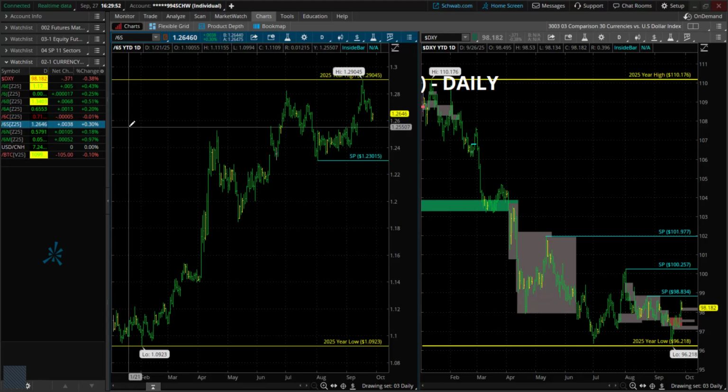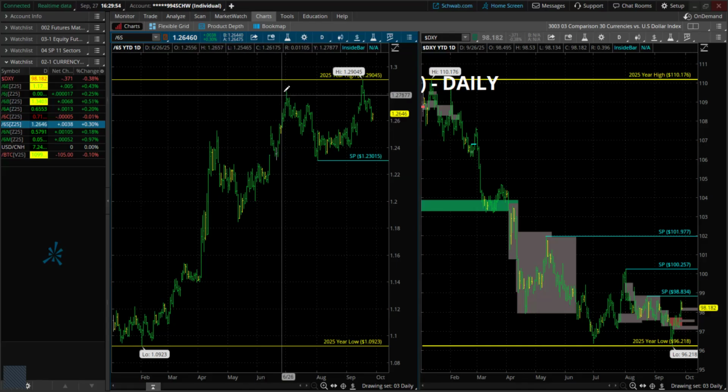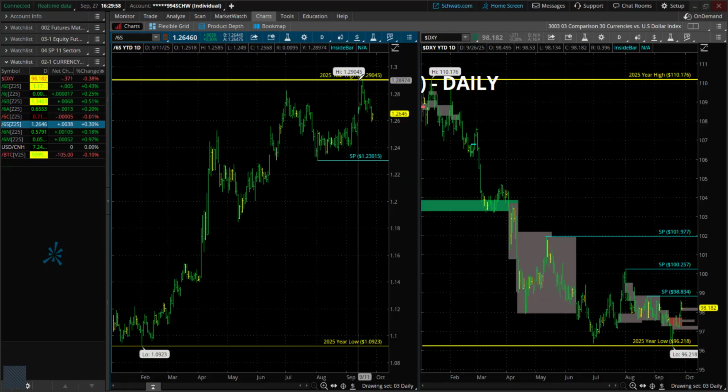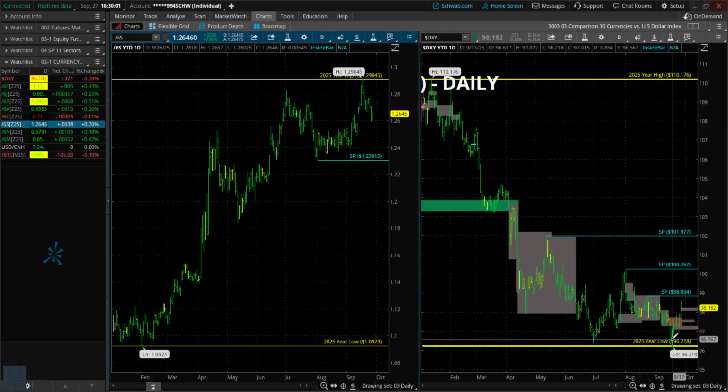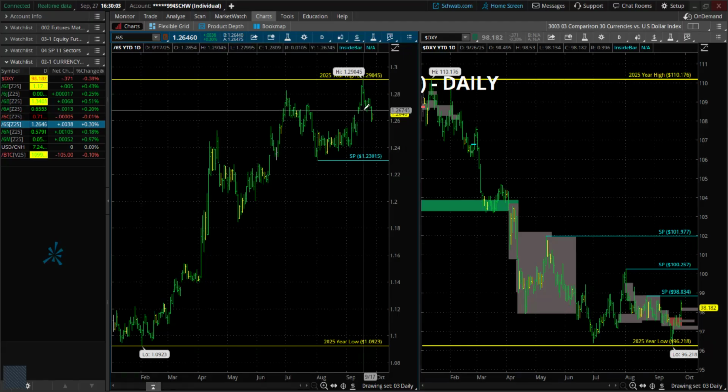Swiss franc, one of the three safe haven currencies I mentioned, it did do the same thing like the euro. Here's the high, took that high out, higher high, just like the euro, and here. And inside for the week.